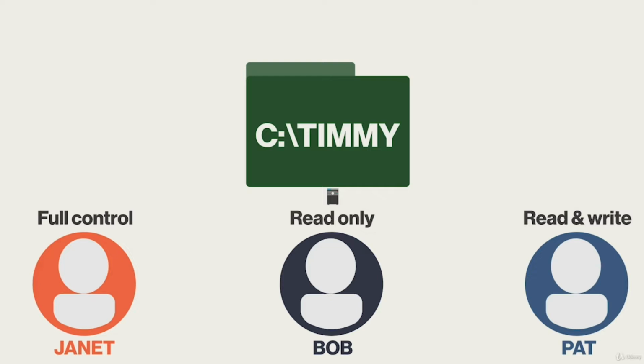So in this situation, we're adding permissions directly to the Janet account, directly to the Bob account, directly to the Pat account. The problem here is that this can get complicated quickly. Janet may have full control of the Timmy folder, but Janet's an important person, so we're giving her all kinds of other permissions to other folders and such.